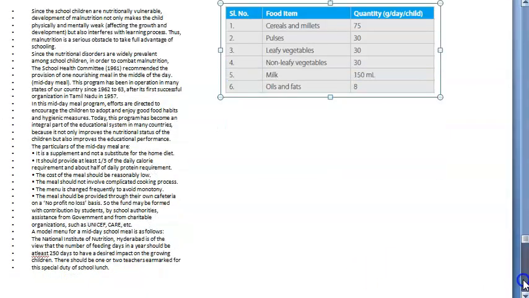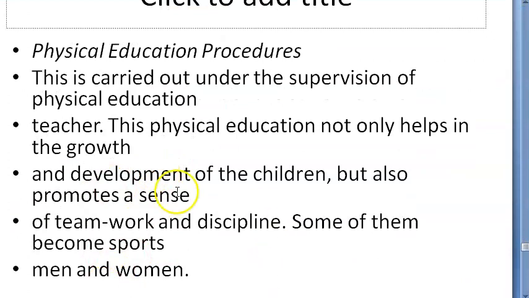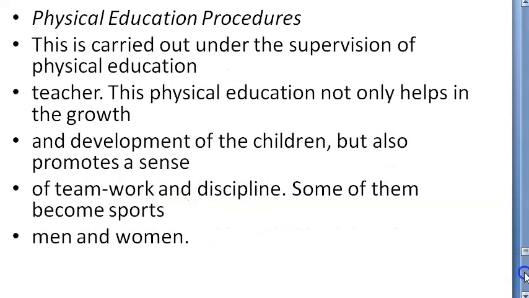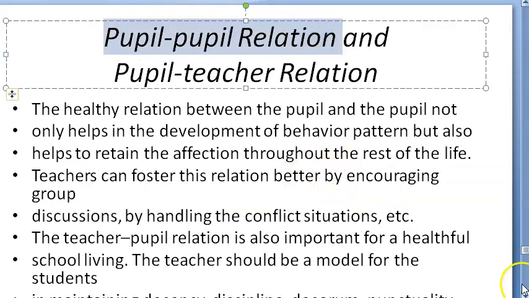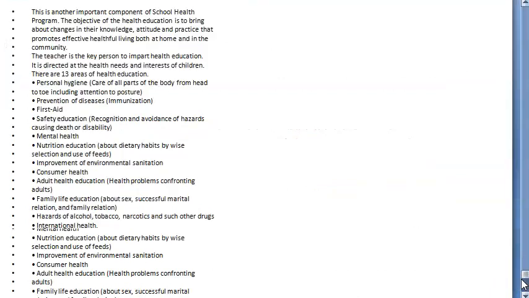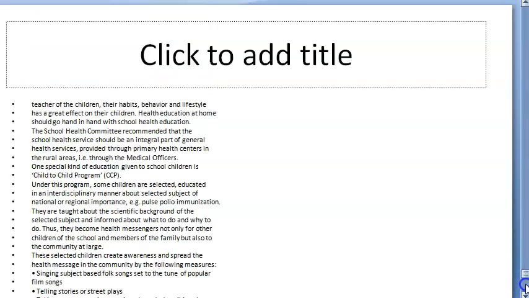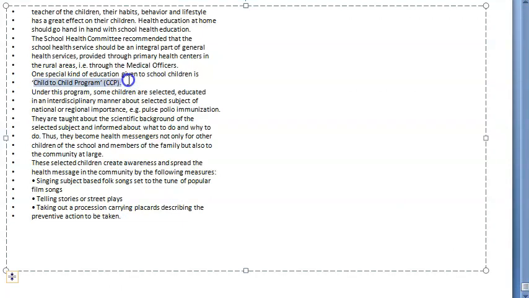Then, physical education. What is physical education? You have a physical education teacher, right? PT. Pupil-pupil relation and pupil-teacher relationship also should be good. Health education. We're just seeing all the topics here, okay? We are done. What is this? Child-to-child program. Okay. So anyways, telling stories or street plays, etc.